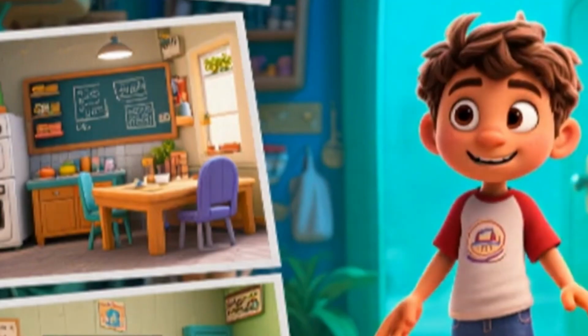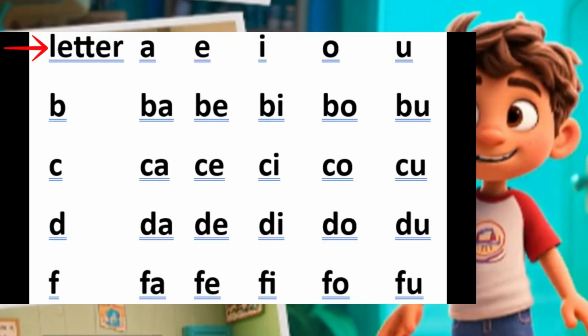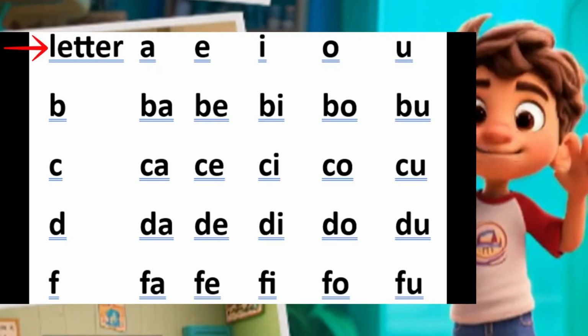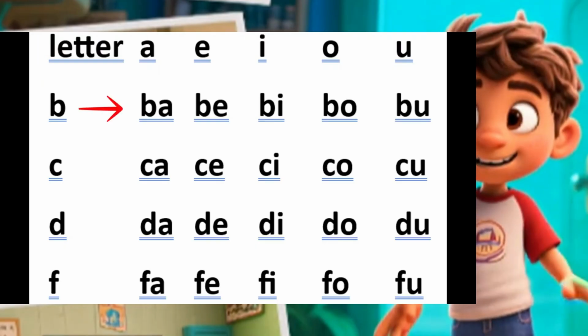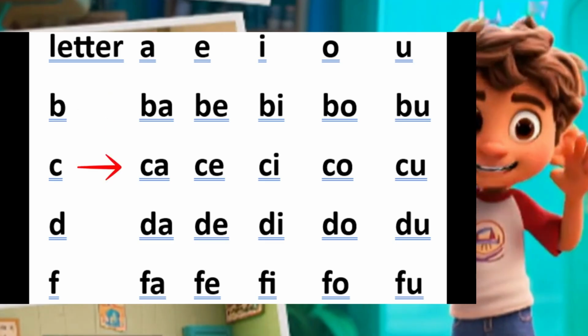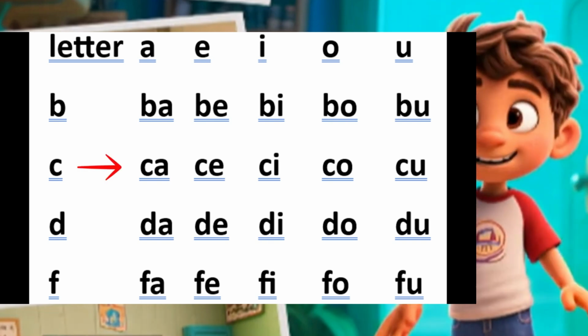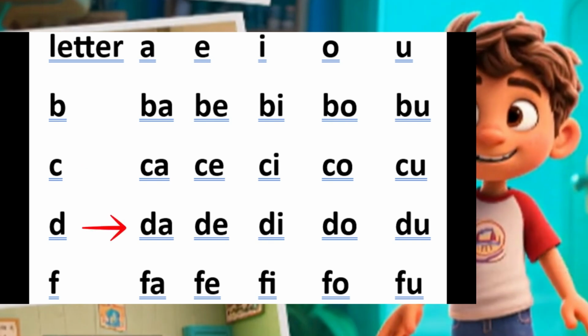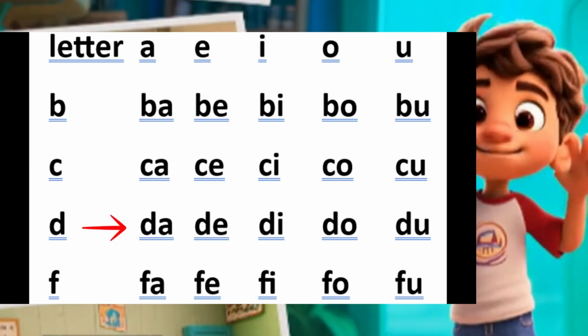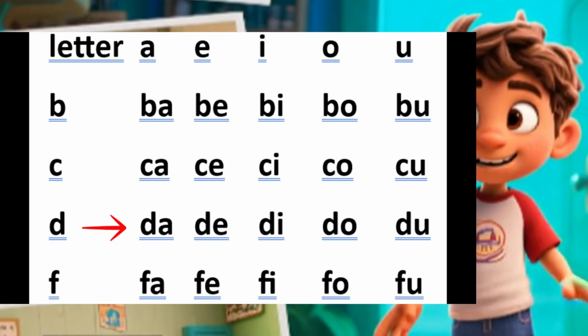Simple sound. Consonant plus short vowel. Letter A, E, I, O, U. B, ba, be, bee, bo, boo. C, ca, sa, ki, ko, coo. D, da, de, dee, do, do.